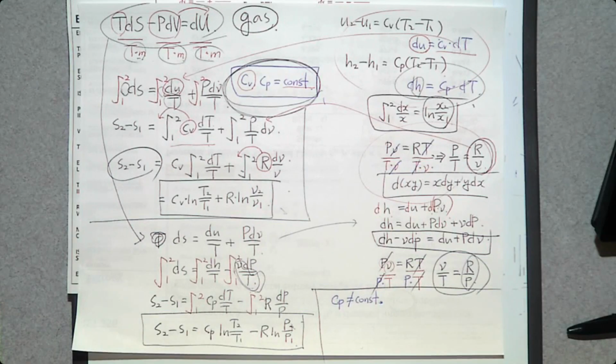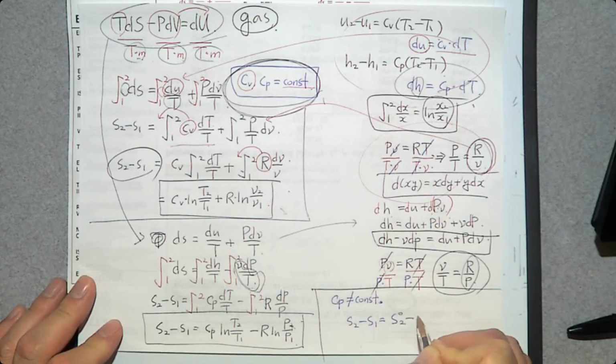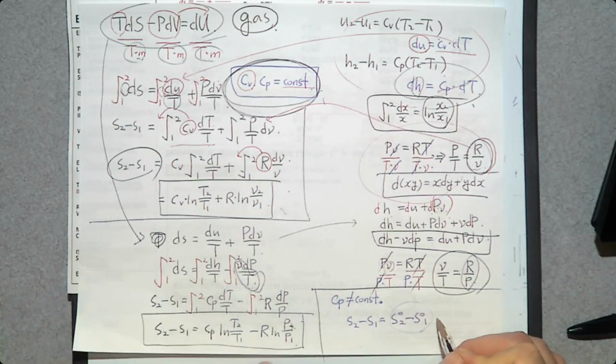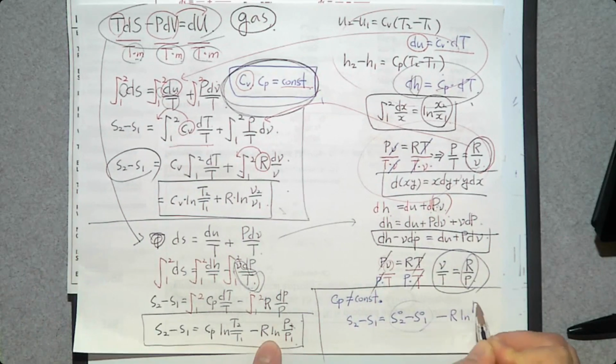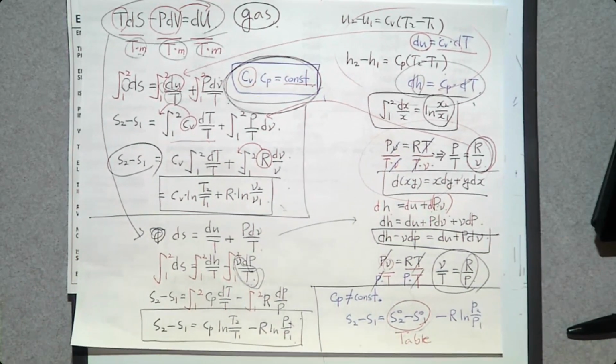When you have a phase change material, can you solve their properties by an equation? No. So how did we evaluate their properties? Table. So you cannot evaluate this one. Then what do you do? Table. So we cannot solve this one. So S2 minus S1 is going to be S degree 2 minus S degree 1. We can find them from a table. The rest of them is the same: minus R natural log P2 over P1. This S degree can be found from the table. So these three are the equations that we can use when you have a pure gas system.